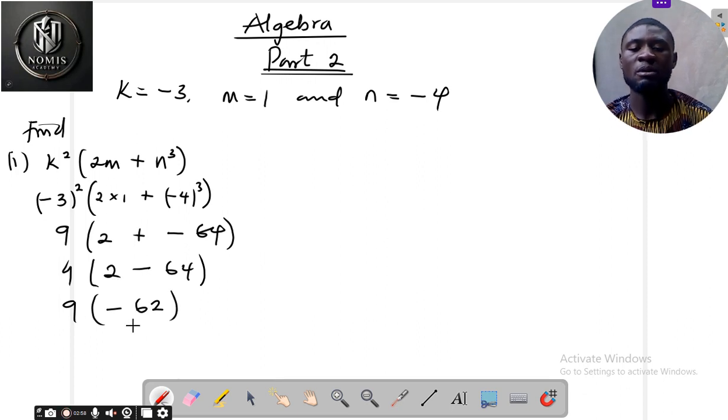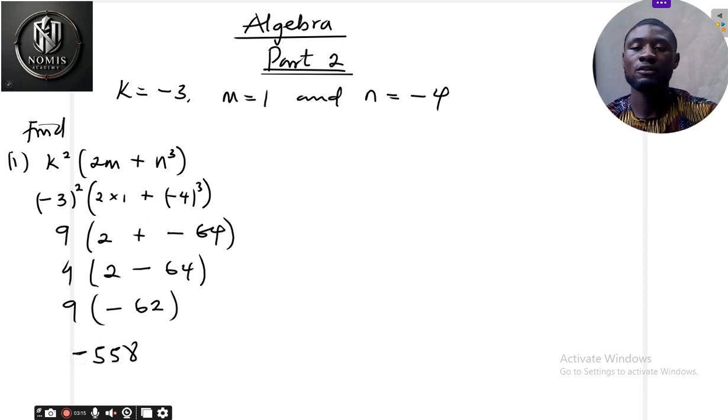So 9 multiplied by minus 62. 9 times 2 is 18, remainder 1. 9 times 6 is 54. 54 plus 1 is 55. So that will be 55, and the minus is still there. So our final answer for this is minus 558. Let's take example number 2.